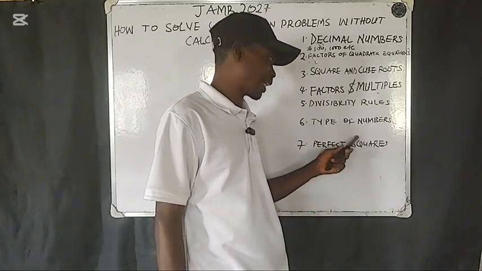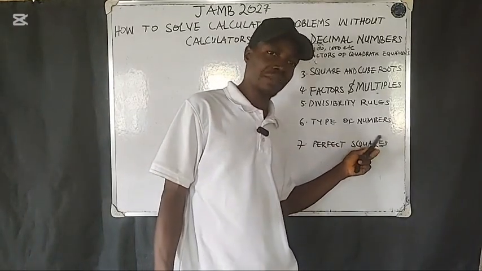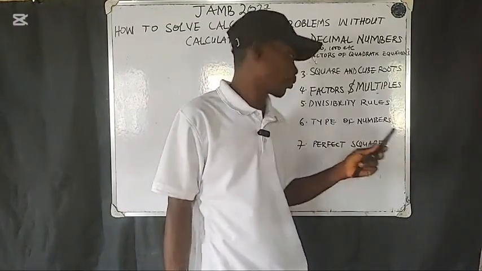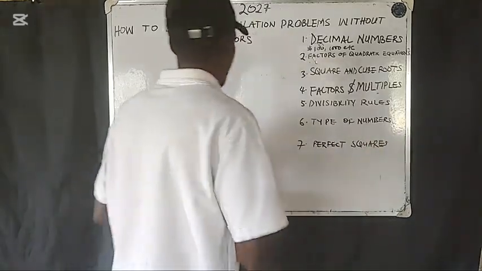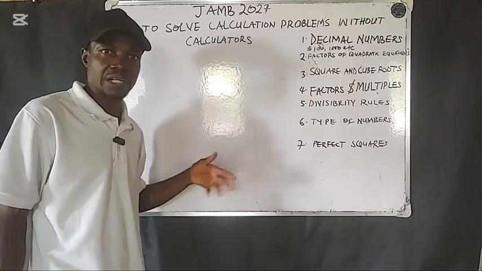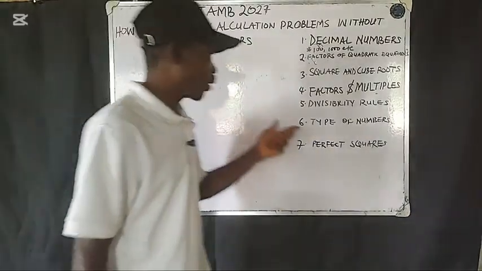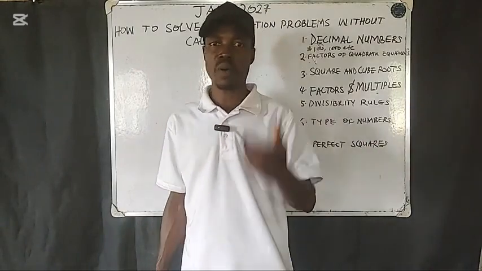I'm not talking about other types of numbers like integers or irrational numbers. I'm talking about types of numbers in terms of even, odd, and prime. An even number is any number that is divisible by 2 without a remainder, while an odd number is a number that, if you divide it by 2, will leave a remainder of 1.